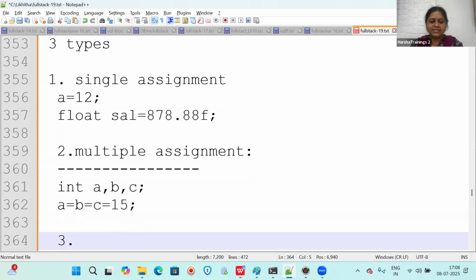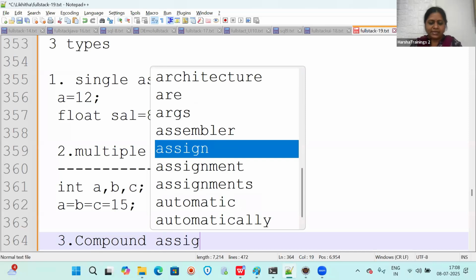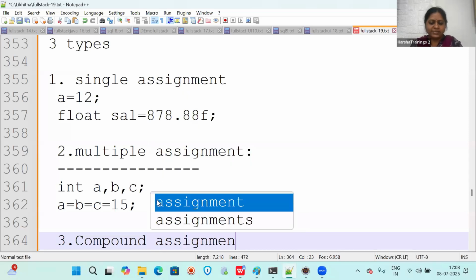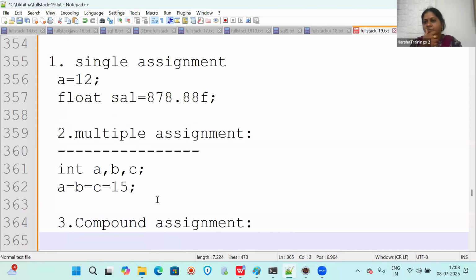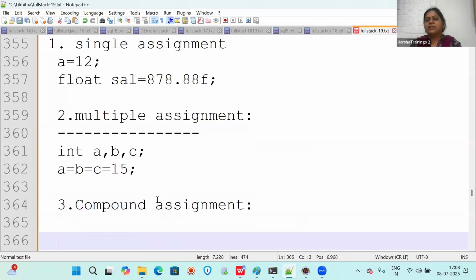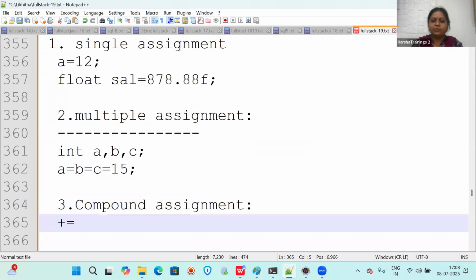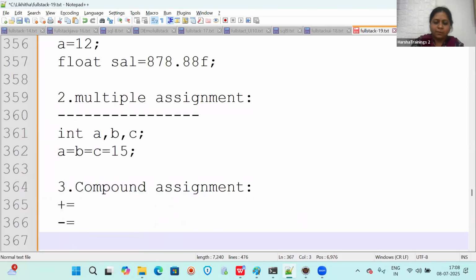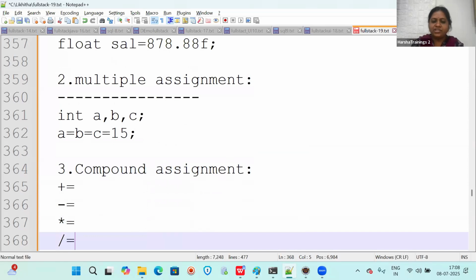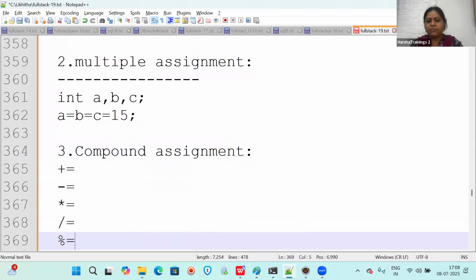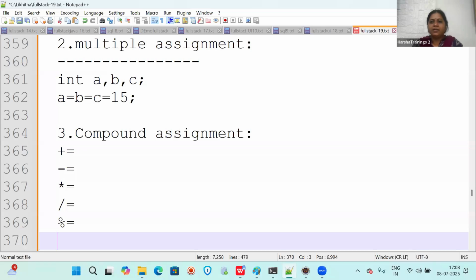And then next is compound assignment. What is this compound assignment? Whenever you write a combination of an arithmetic and an assignment operator together, it is called compound assignment. That means plus equal to, minus equal to, multiplication equal to, division equal to, and then what? Modulus equal to. These are compound assignments. Now I'll explain them clearly.